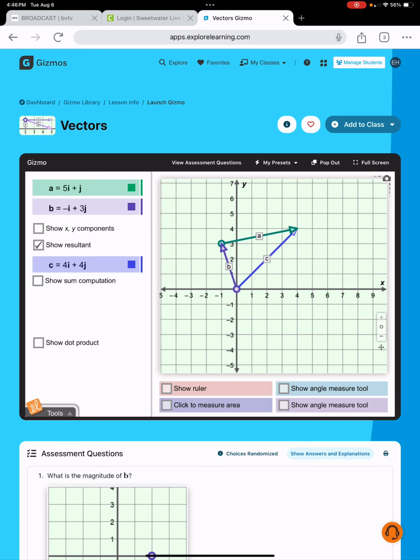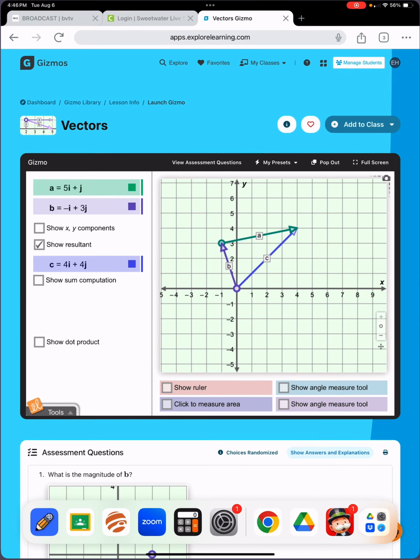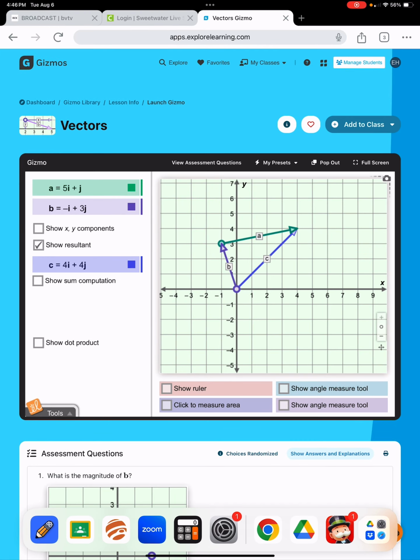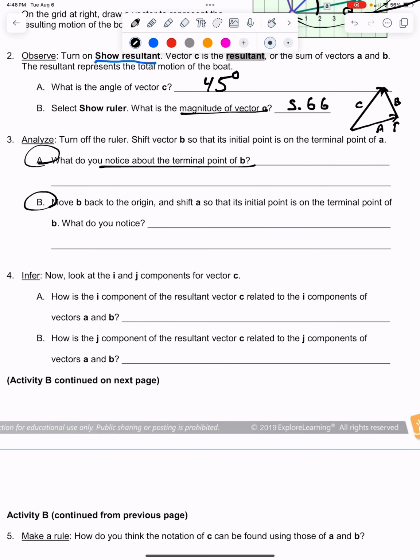The j component of A is 1. The j component of B is 3. 1 plus 3 is also 4. So if I add the components, I'm going to get the component of the resultant vector. 5 plus a -1 is 4. 1 plus 3 is 4. Okay, take some time to write about part A.